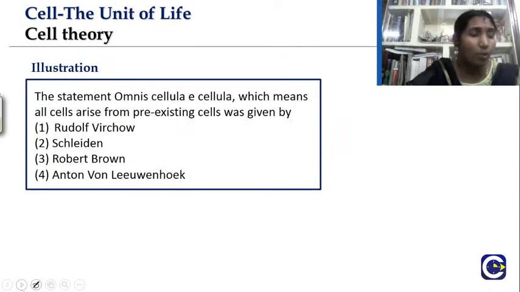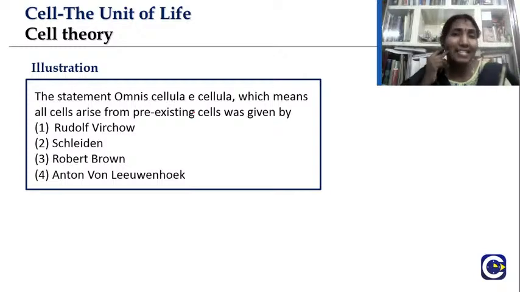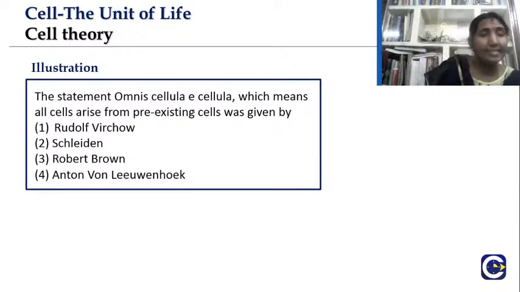Yes. Now we are going to the next question. The statement omnis cellula e cellula, which means all cells arise from pre-existing cells, was given by Rudolf Virchow, Schleiden, Robert Brown, or Antonie van Leeuwenhoek. Yes, I hope you will know the answer. Yes, please post the answer. Yes, I'm seeing the answers coming up. Please look into the statement omnis cellula e cellula. Yes, yes, yes, all are bombarding with answers.